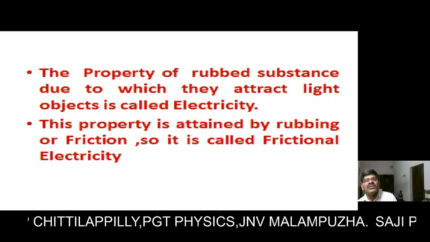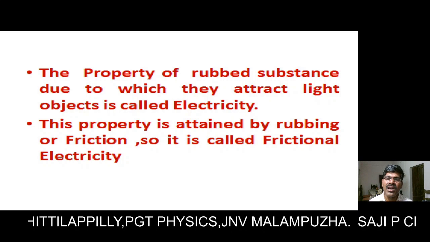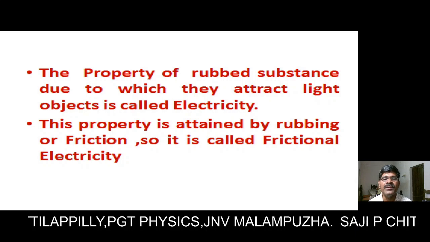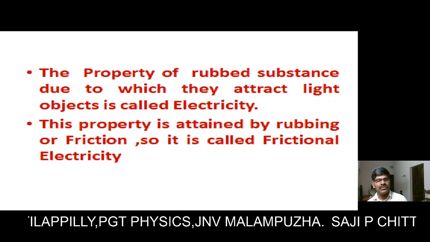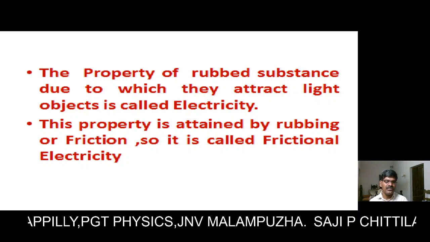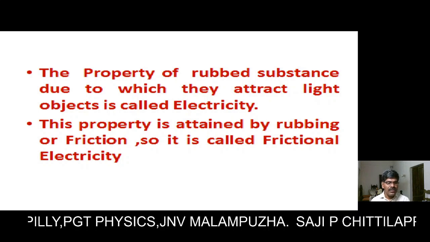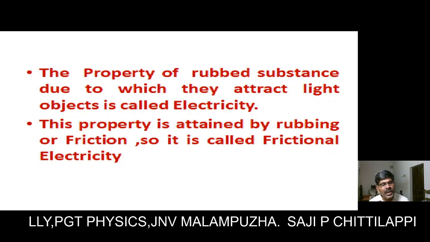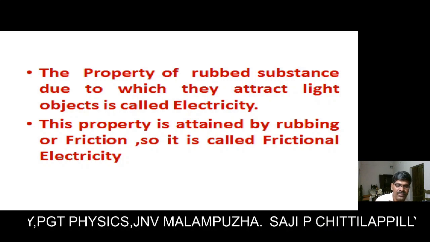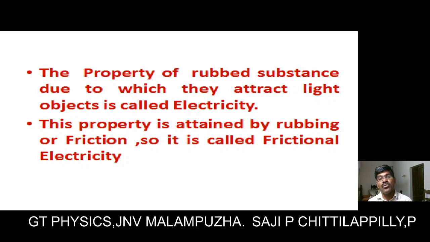The property of a rubbed substance due to which it attracts light objects is called electricity. This property is attained by rubbing or friction, so it is called frictional electricity. When a rubbed glass rod is brought near bits of paper, we can say the glass rod is electrified.